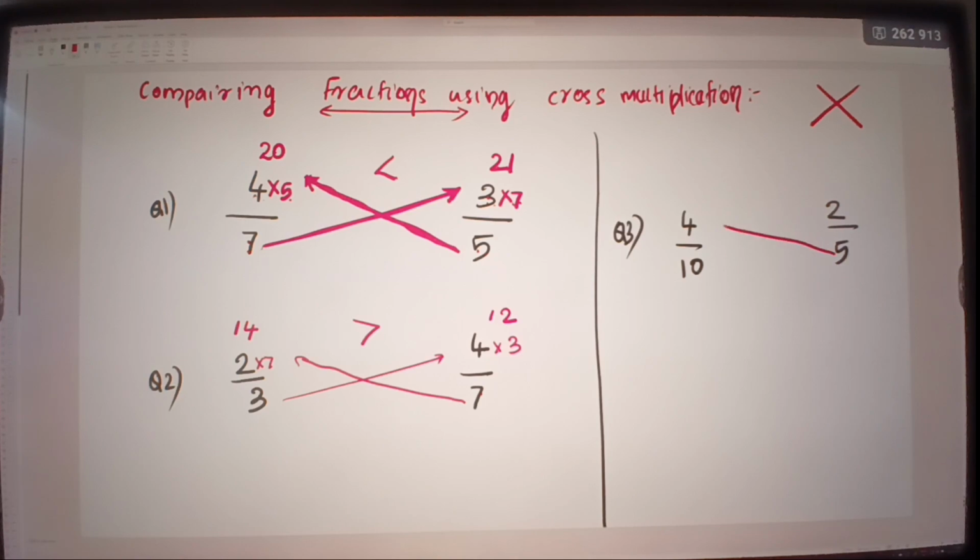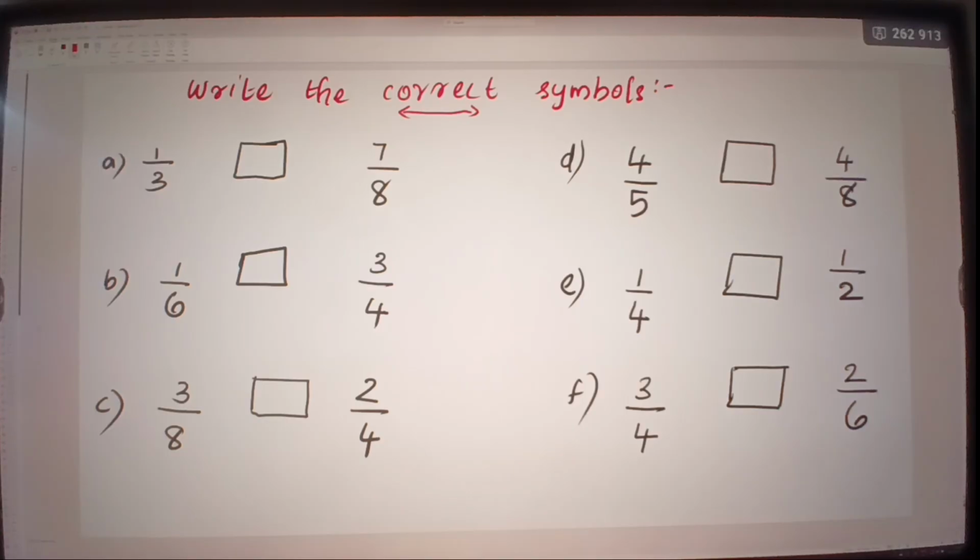Similarly, draw a cross. 4 times 5 and 2 times 10. So 4 times 5 is 20. 2 times 10 is 20. So both are the same, 20. So equal to. Both are the same. Equal to. Okay, so this problem you can do as a practice problem.